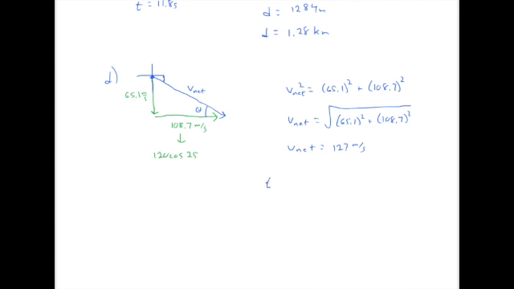And so my angle from the horizontal will be tan of theta equals the 65.1 divided by the 108.7. My angle then will be the inverse tan of that fraction, so the 65.1 over the 108.7. And so my angle, when I solve for that to 3 significant digits, will be 30.9 degrees, and that's from the horizontal.